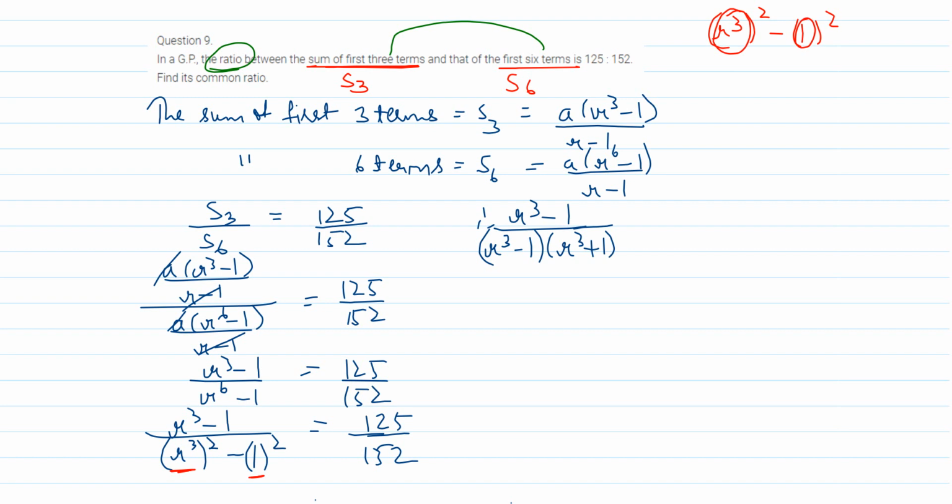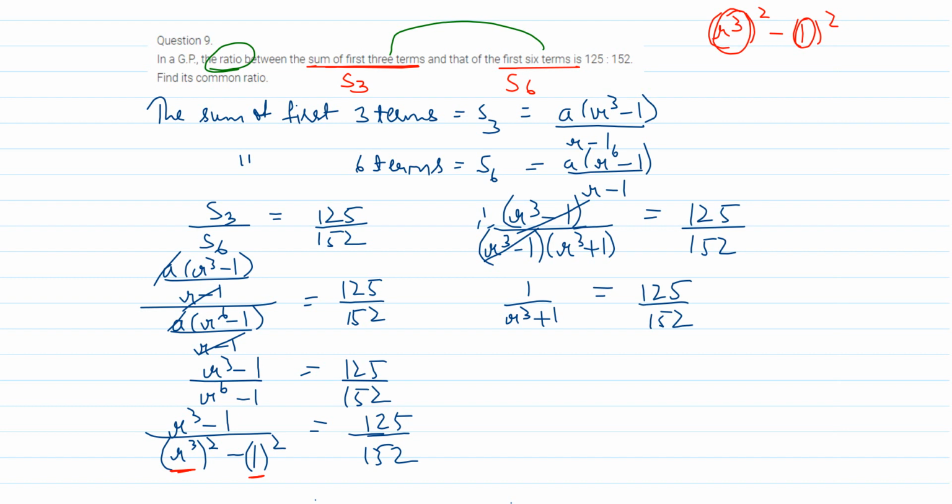Okay, now since you can see in the numerator and the denominator, this binomial term gets cancelled, so 125 upon 152. So I got the answer as 1 upon r cube plus 1 is equal to 125 upon 152. Okay, so students, can I now do the invertendo?